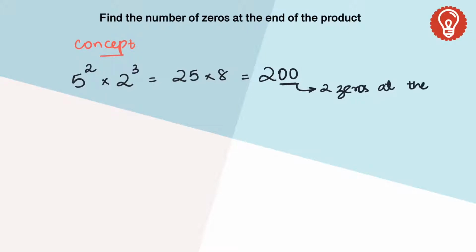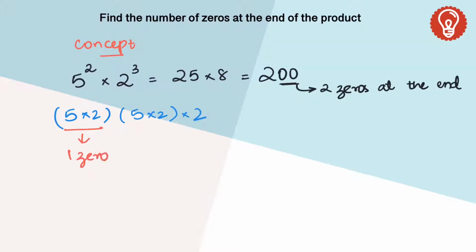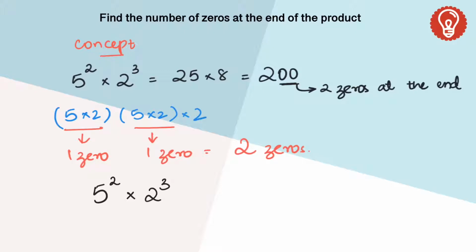Now let's see what is happening in this case. 5 square and 2 cube is 5 into 2 as one segment, and 5 into 2 again, and there is an extra 2. We know that one 5 and one 2 will give us one 0, and another 5 and another 2 will give us another 0. So that's how we got 2 zeros at the end. So 5 square into 2 cube, 2 zeros: the smallest power is the answer.